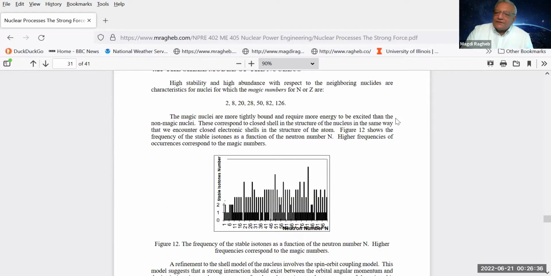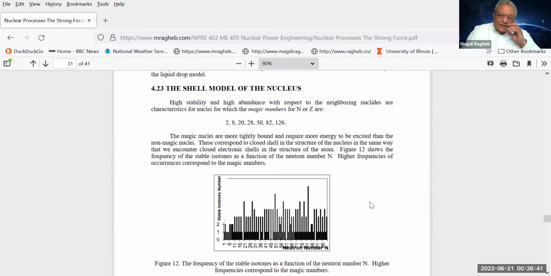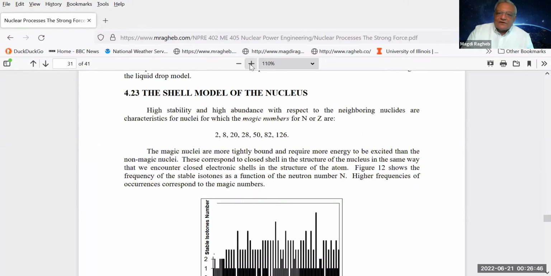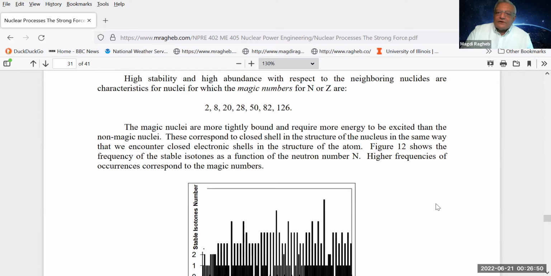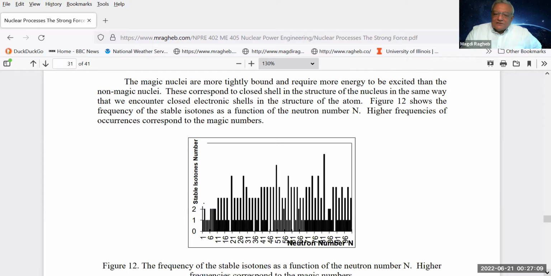In the curve of binding energy, as you remember, we had some local minima and local maxima. And this is the frequency of the different isotopes in terms of the number of N or Z. You'll find that at the N, or the number of neutrons, Z is the number of protons in the nuclei, you get at numbers 2, 8, 20, 28, 50, 82, and 126 stable nuclei, and that corresponds to stable shells.